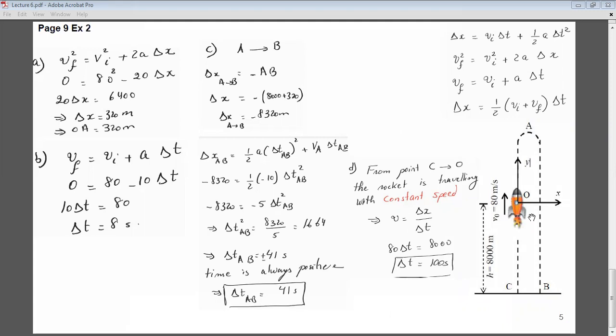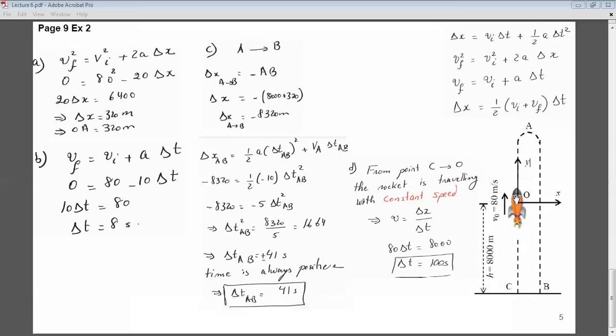Let's read the problem from the booklet, because all the information is actually on the figure. So there is a rocket that was traveling straight upward at a constant velocity v initial equal 80 meters per second. So in the beginning from C to O, it was going at a constant velocity. What does it mean that it's moving with a constant velocity? How much is the acceleration? If it's constant velocity, then the acceleration is 0. This is from C to O.